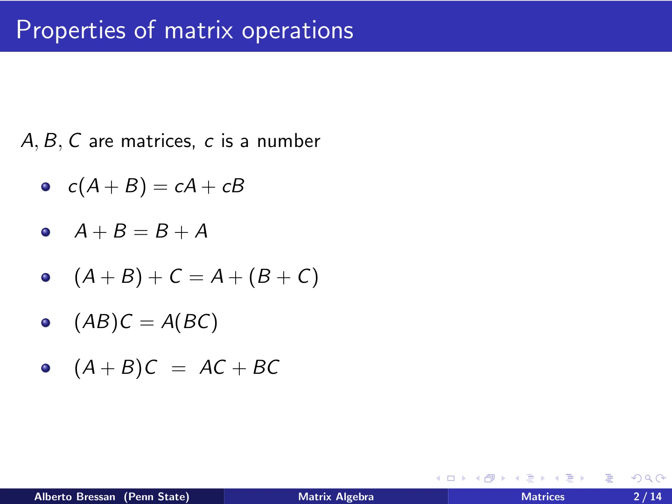The second property is in addition. The order in addition doesn't matter. If A and B are the same size, you can add them up, and A plus B equals B plus A. I just want to mention these, and these properties can all be proved directly by definition. Look at the definition of the operation and you see the left-hand side equals the right-hand side.